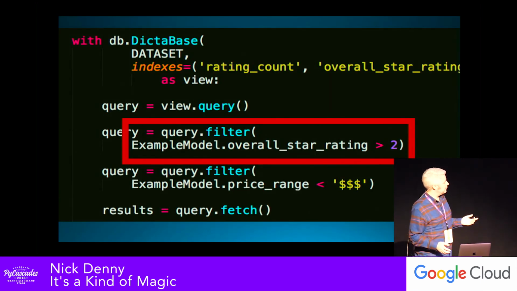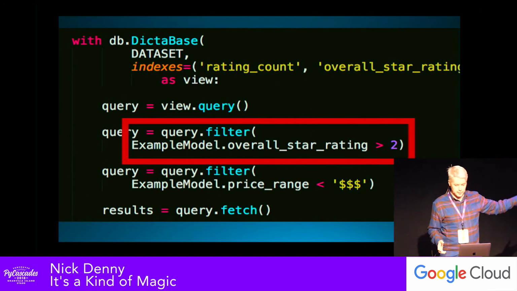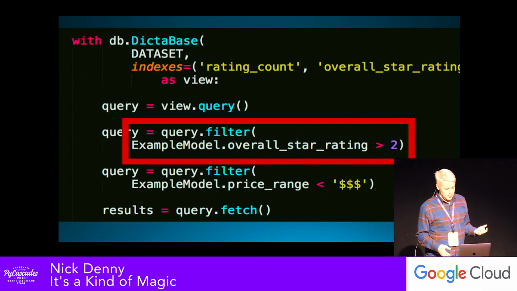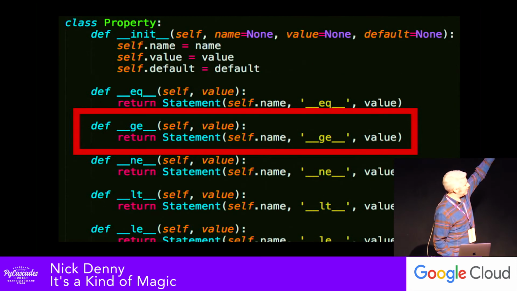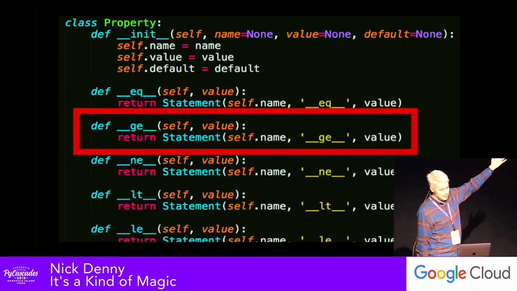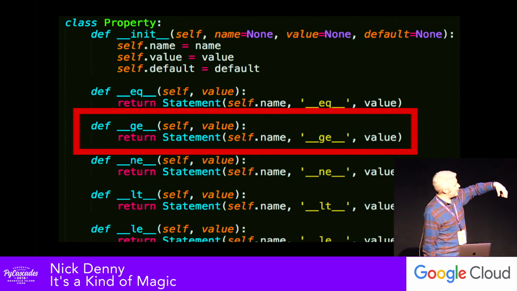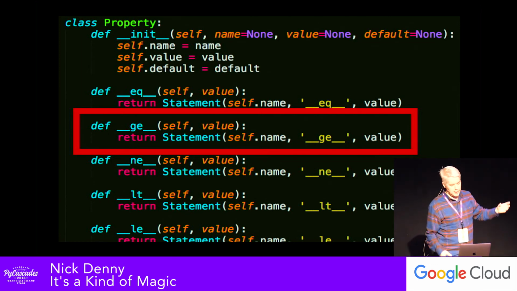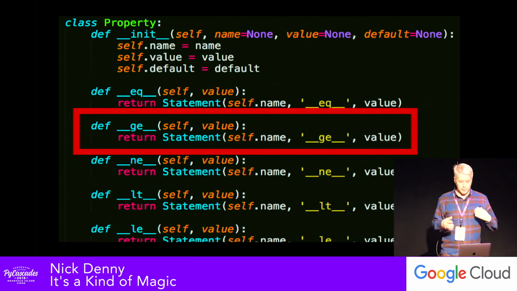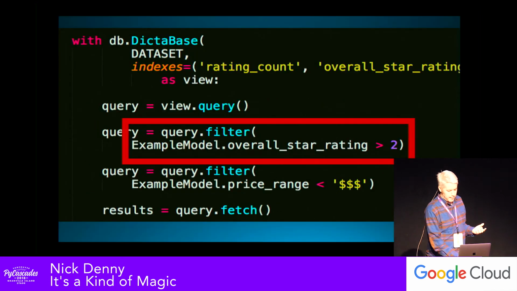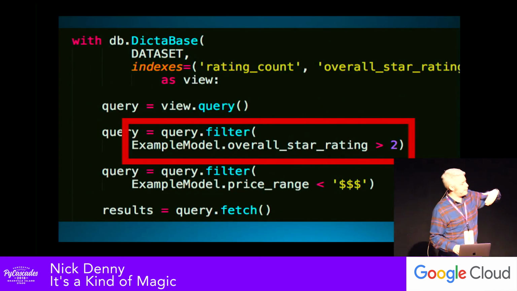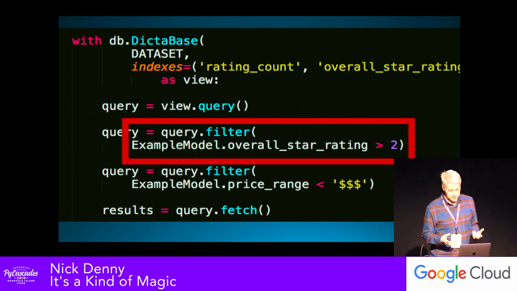So what happens? Query.filter, model property is greater than 2. How is this going to work? Well, if you go into the property class, you'll discover, oh look, here are all our magic methods, and they're overriding them. What happens is we're just storing the values we know about ourselves and passed in, and creating a statement class. So we're not doing anything apart from returning a statement. When we call this query.filter, it's actually getting passed a statement which stores this state, basically.